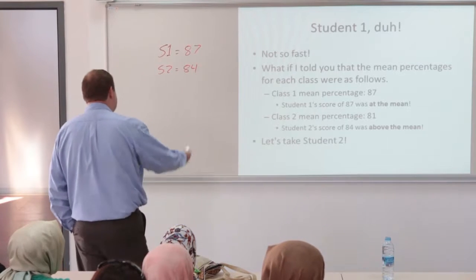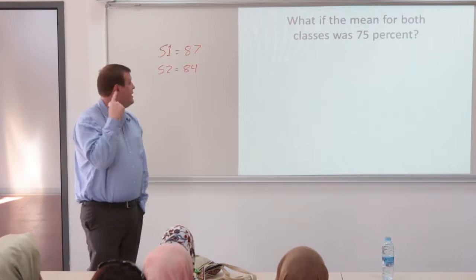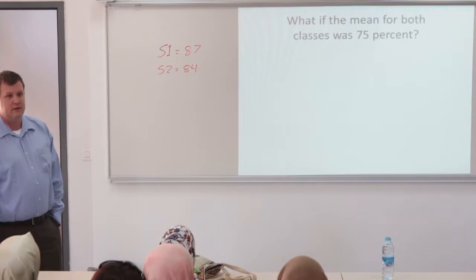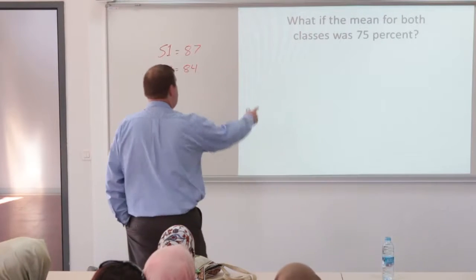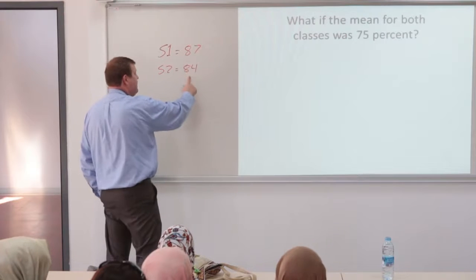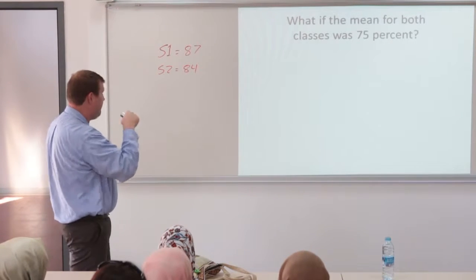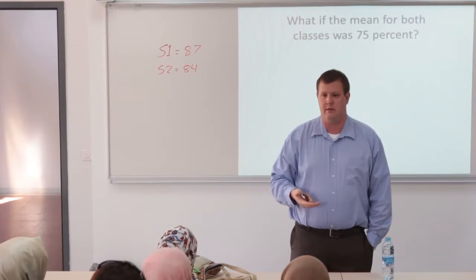All right, so let's take student two. All right, cool. Now, what if I said something different? What if I said that the mean for both classes was 75%? Which student should we take? First one. Take the first one, right? So 87 and 84, these are both over the mean, but 87 is more percentage points over the mean, right?